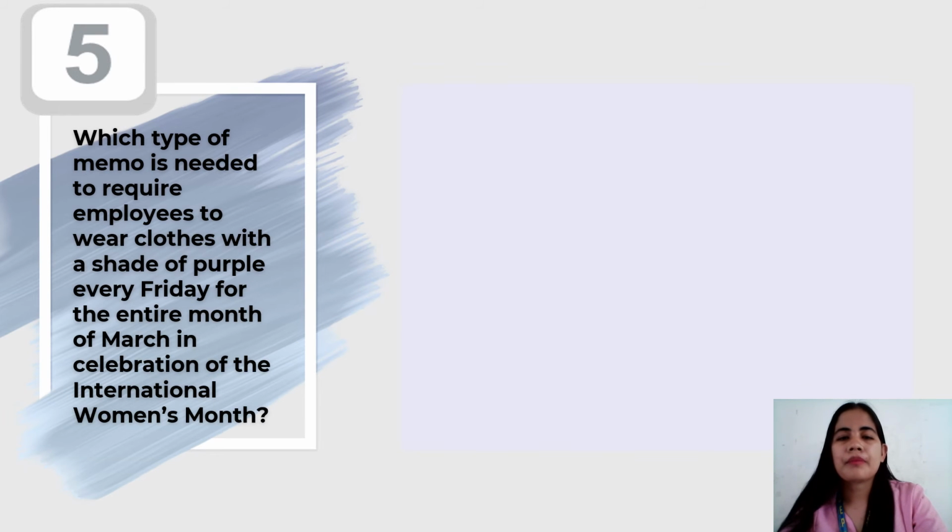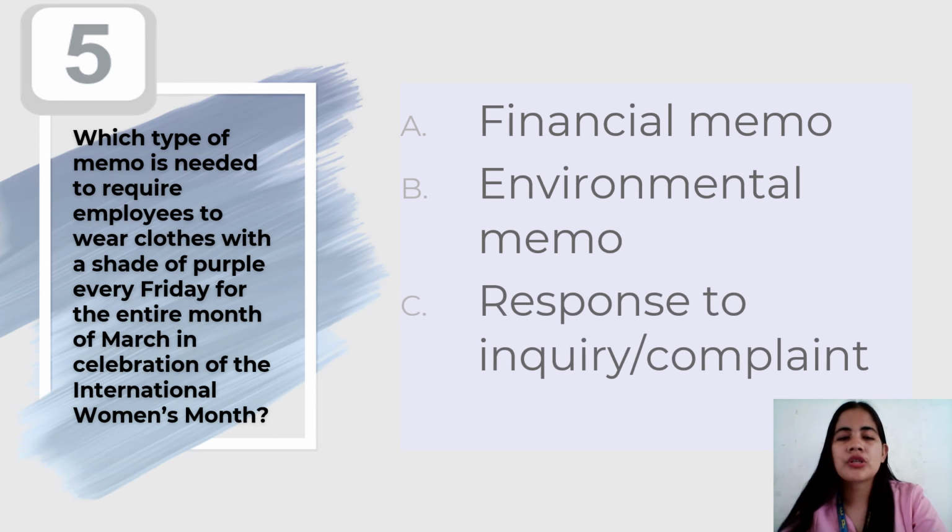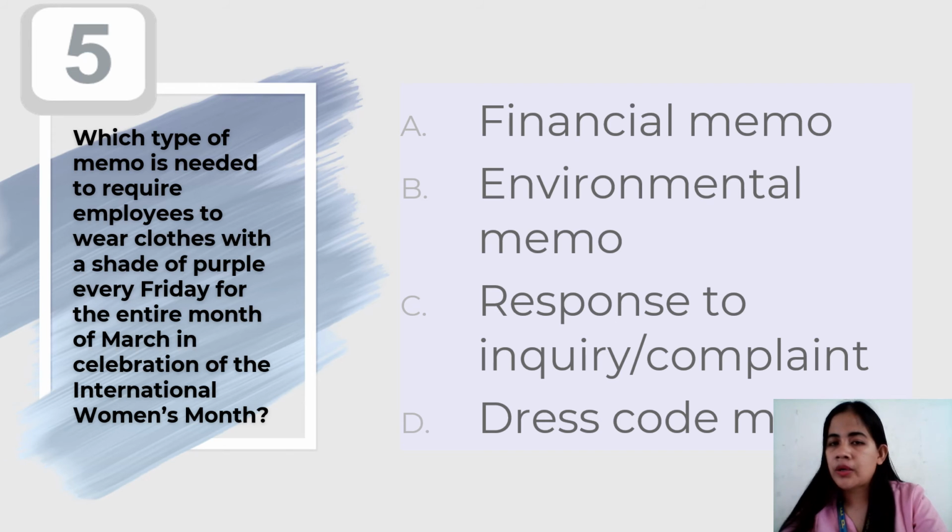For number 5, which type of memo is needed to require employees to wear clothes with a shade of purple every Friday for the entire month of March in celebration of International Women's Month? A. Financial memo. B. Environmental memo. C. Response to inquiry complaint. D. Dress code memo. Okay?